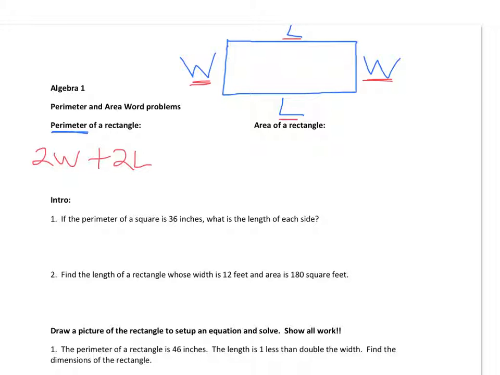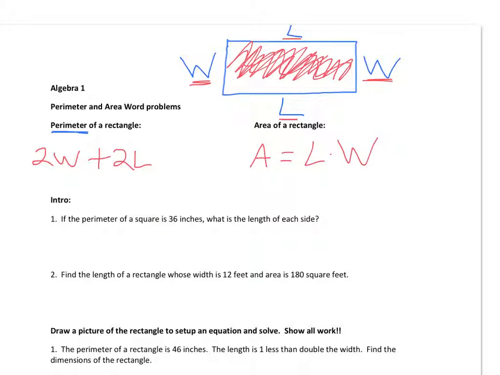Area is a little bit different. Area is basically all the space that's inside this rectangle, what I'm shading in right there. This formula is easier to remember. Area is just always equal to length times the width. All right, so let's use those two formulas just to answer each of those two questions for the intro.